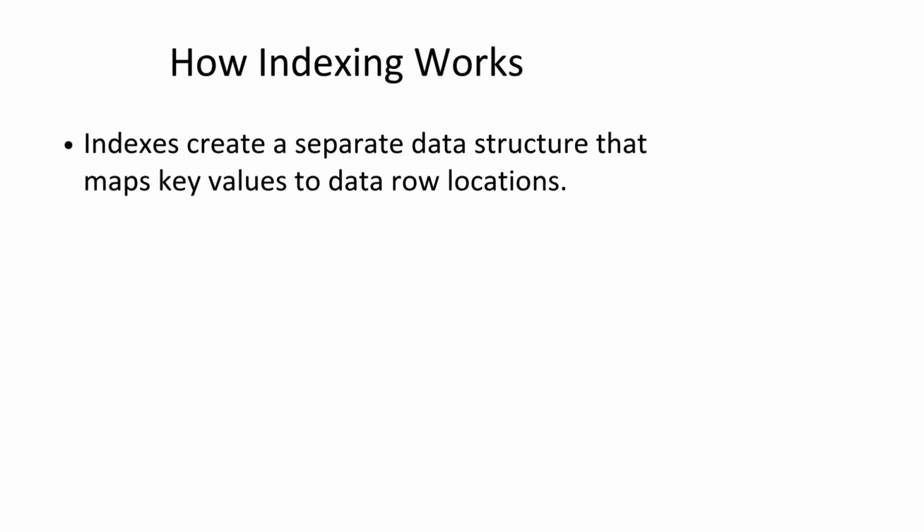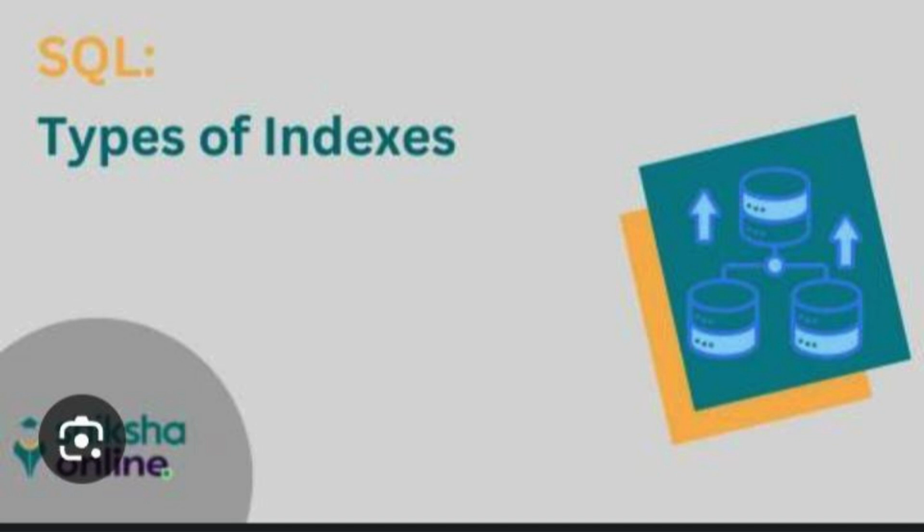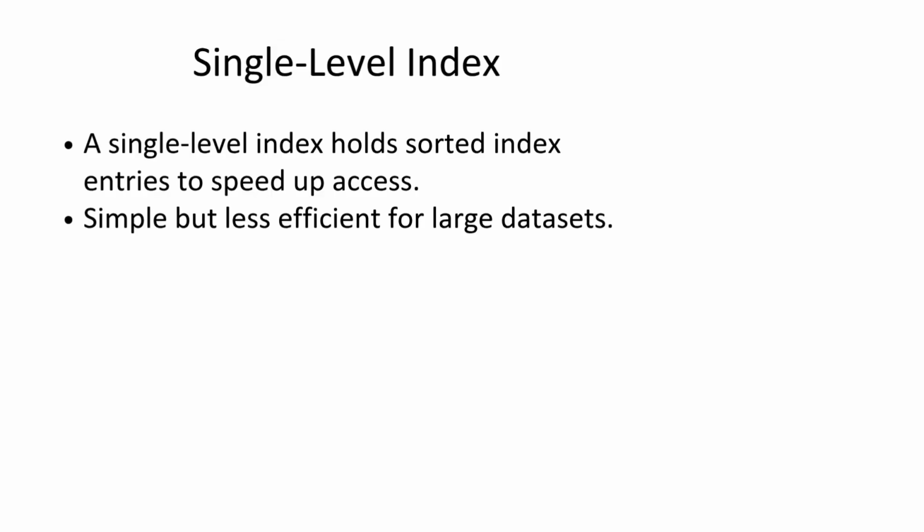How indexing works. An index is created on one or more columns of a table. It creates a separate data structure, like a sorted list or a tree, that maps key values to row locations. When you run a query, the database uses this structure to jump directly to the desired row. Types of indexes: single level index, multi level index, clustered index, non clustered index, primary and secondary indexes, bitmap index. We will now go over each of these types.